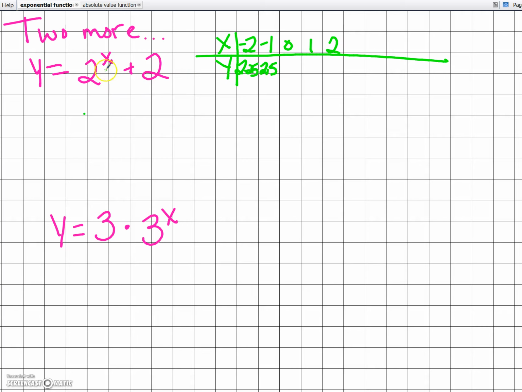2 to the 0 power is always 1. 1 plus 2 is 3. 2 to the first power is 2 plus 2 is 4. 2 squared is 4 plus 2 gives me 6. So then when I graph it, let's put it over here.